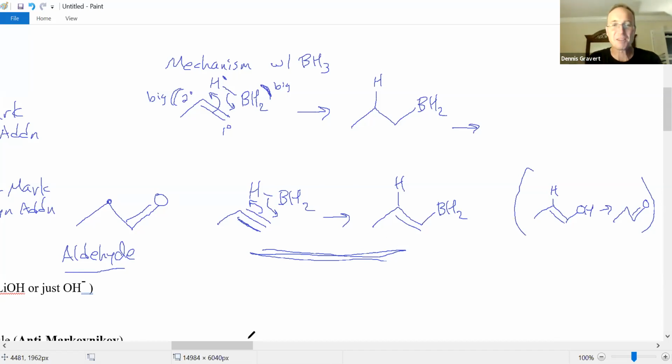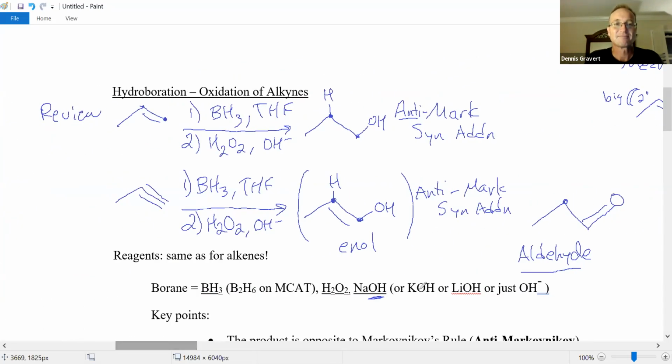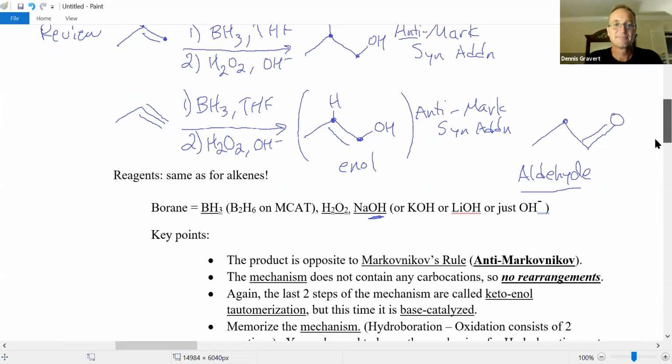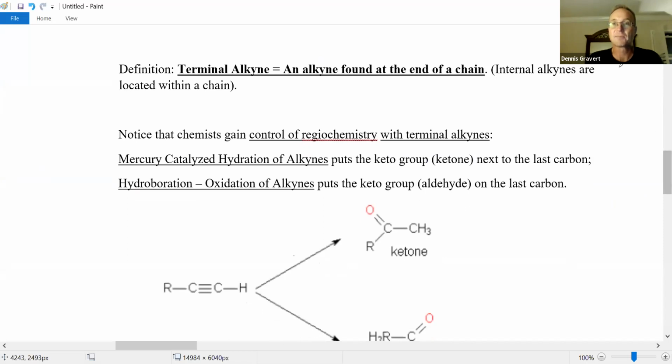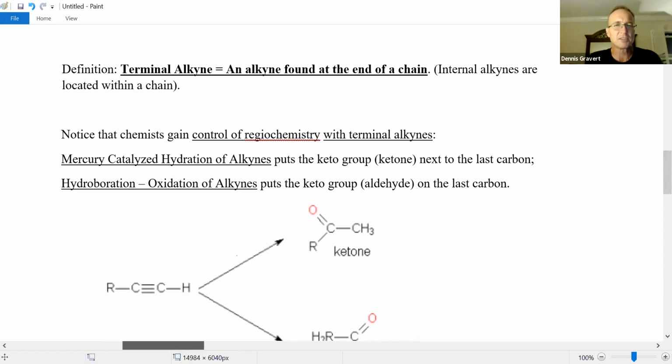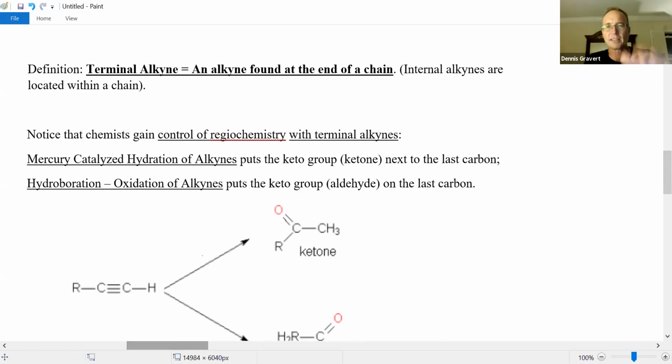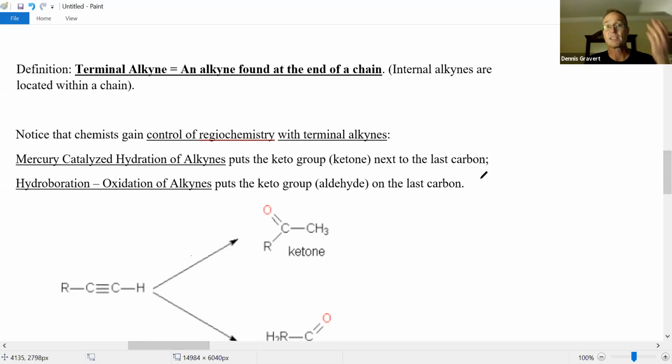Okay, what else we got? Oh, we're just gonna highlight this again. That's a good idea. So let's define what a terminal alkyne is. Remember like airplane terminal? That's where the airplane lands, its final stop. You're at the end of your route. Well, an alkyne's at the end of the chain. So that's where the terminal part comes from.